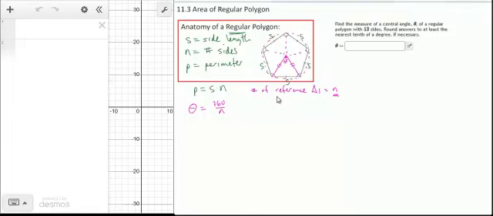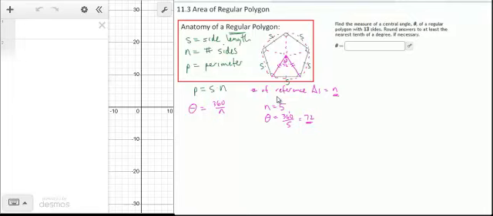So here we have 1, 2, 3, 4, 5 sides. In this particular example, n is equal to 5, which means theta is going to be 360 over 5. 5 goes into 36 7 times with 1 remaining, 5 goes into 10 2 times. And so this angle right here is 72 degrees. Knowing that reference angle and being able to calculate it is going to be a part of what you use in the calculations for the area of any regular polygon.